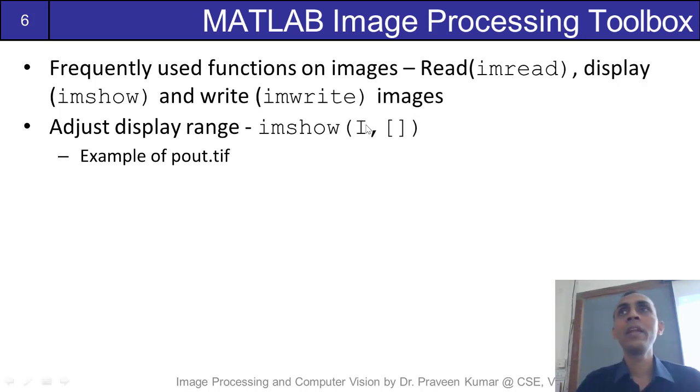Normally, as I said, when an image is read, it is read as unsigned integer, using 8 bits. So it will range from 0 to 255. If the range is not from 0 to 255, then you can adjust the range by supplying this argument in the imshow function. So I'll show that.